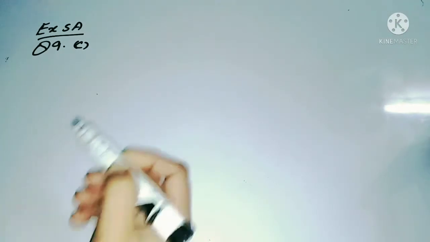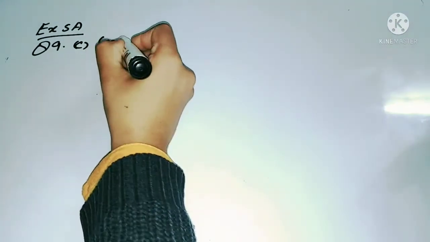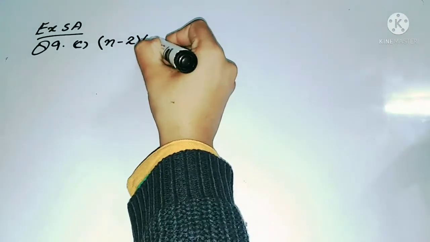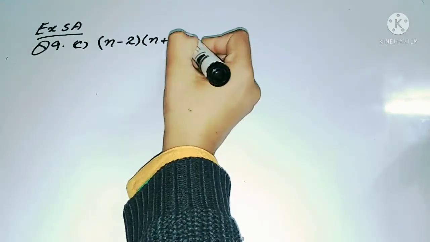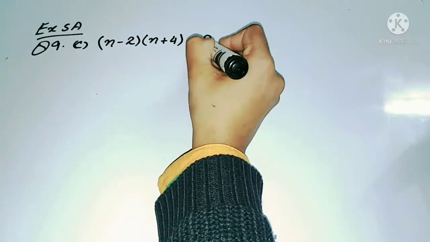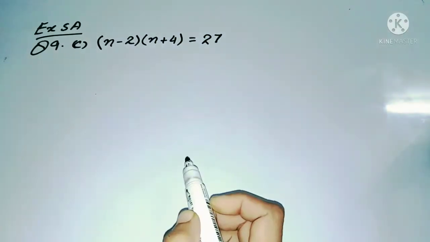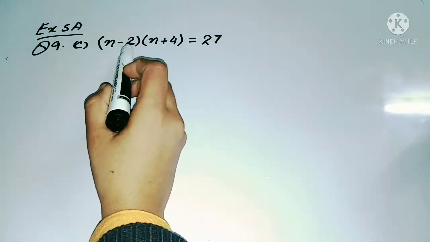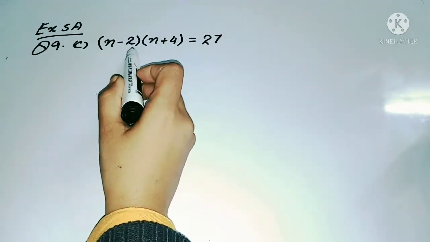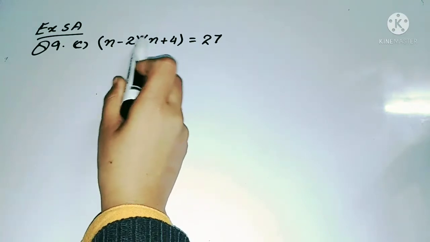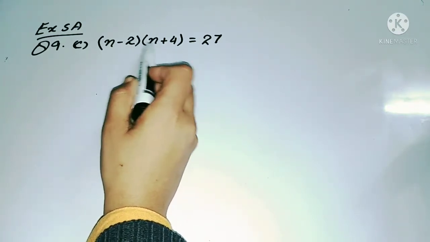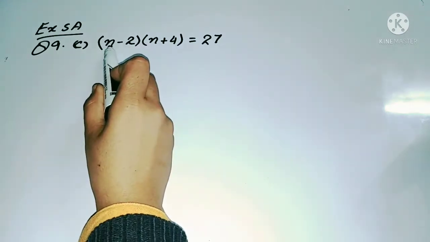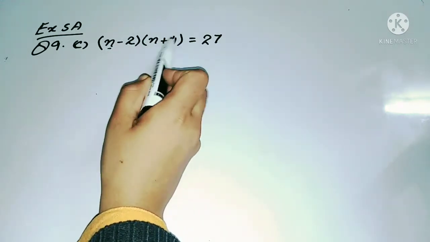Alright, so part C is (n minus 2)(n plus 4) is equal to 27. Okay, so here you can see that these two brackets are multiplying with each other. So I'm going to multiply them, I'm going to expand them. So first I will multiply this n with both numbers of the second bracket.